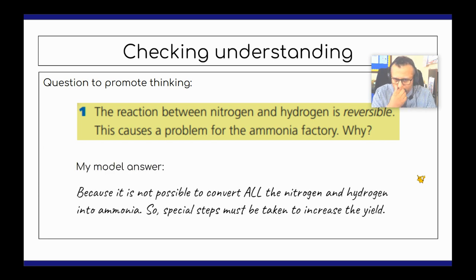Okay, so my model answer for this is because it's not possible to convert all of the nitrogen and hydrogen. You'll never get a 100% yield. So special steps must be taken to increase the yield as much as possible.